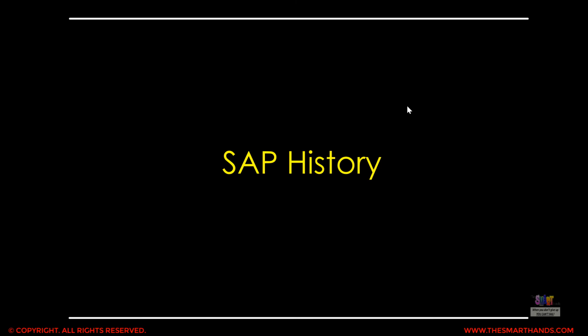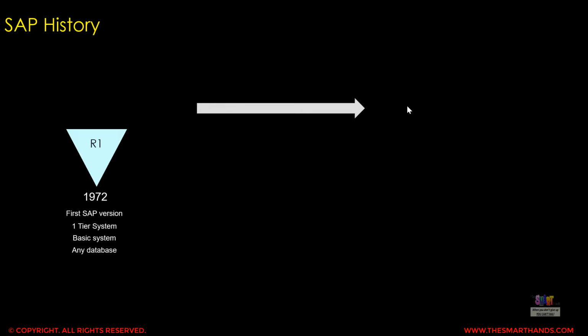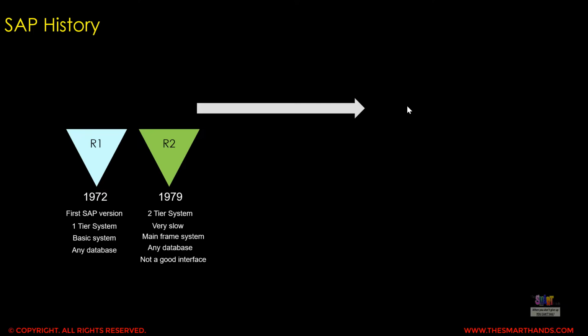Now let's quickly look at the SAP history. SAP first started with the R1 system in 1972. This was the first SAP version, a one-tier system, and it was a very basic system that could be used with any database. Then they launched the R2 version in 1979. This was a two-tier system. It was a bit slower. It was a mainframe system, and any database could be used in it, and it did not have a good interface.